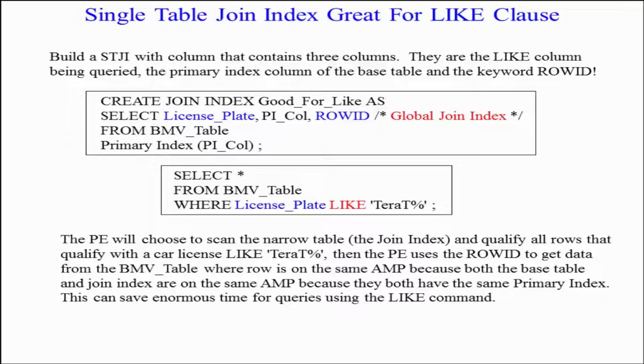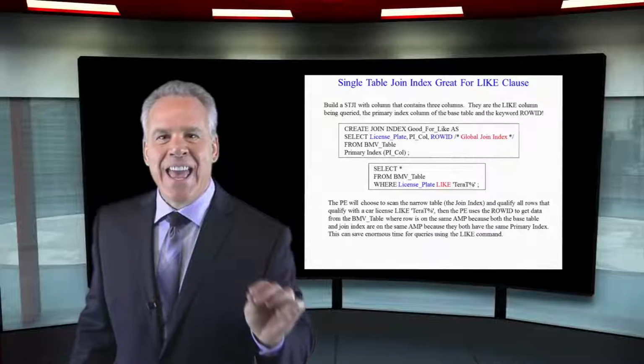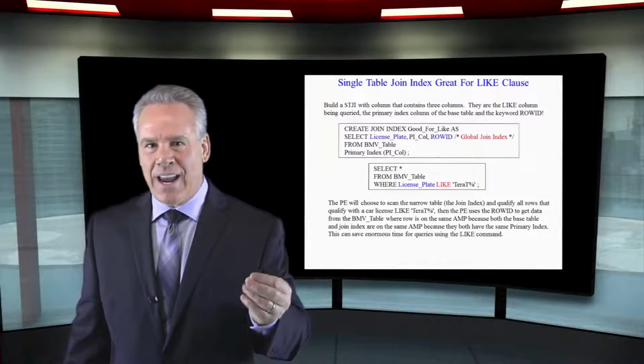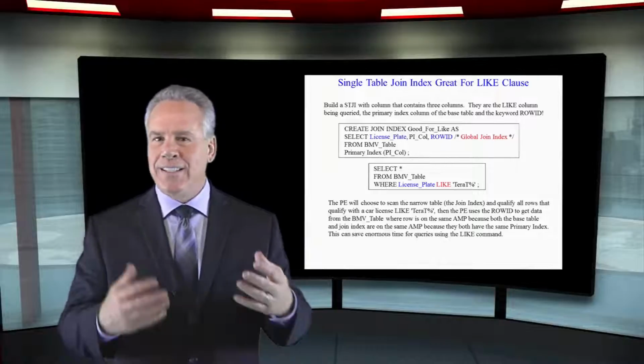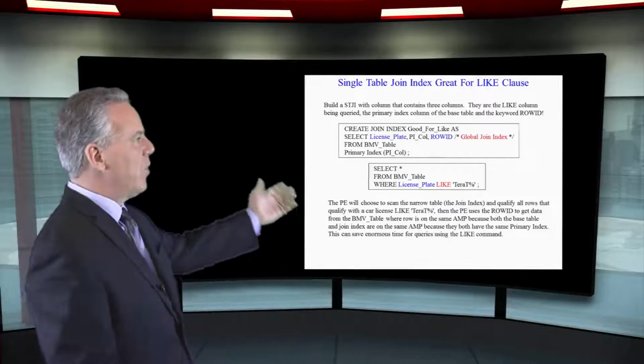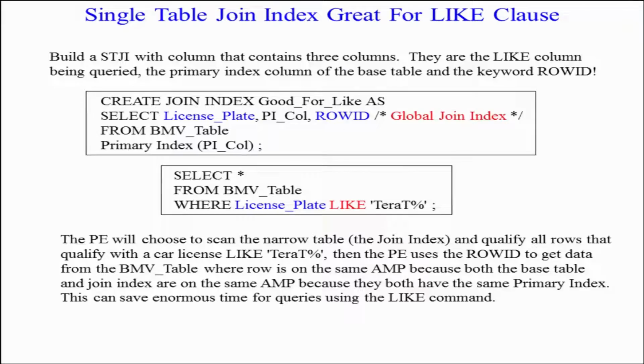Now, I want you to imagine that I have a table for the Bureau of Motor Vehicles called my BMV table. There's 10 million license plates in this thing. Now, I'm going to create a single table join index. As you can see here, I'm going to just select the license plate. I'm going to also get the primary index column. I would have to name that, but I just want to make sure you understand it's also important to get the primary index column. And then I'm going to use the keyword ROW ID.